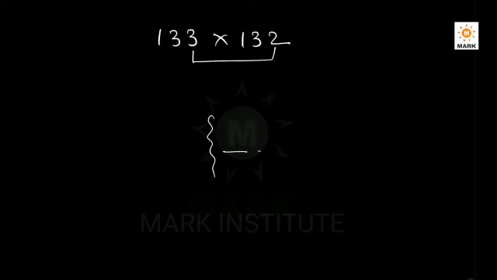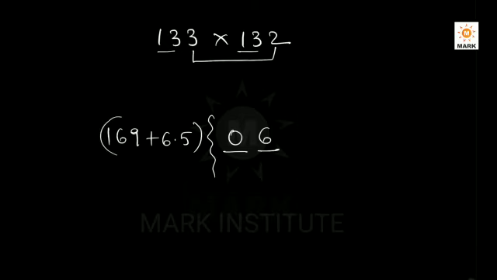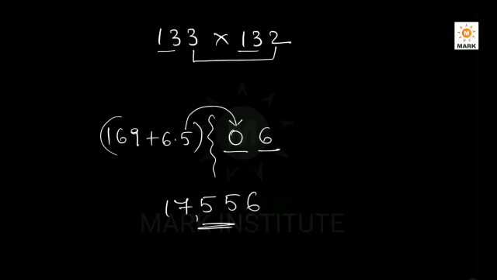Let us take one bigger number if you want. 133 into 132. Dividing the answer into two parts, the occupancy should be 2 digits, 06. So 13 into 13 is 169. What is half of 13? Half of 13 is 6.5. What is 169 plus 6.5? 175.5, right? So that 0.5 you can shift here. This 5 you can write in the place of 0. So 17556 is the product of 133 and 132.